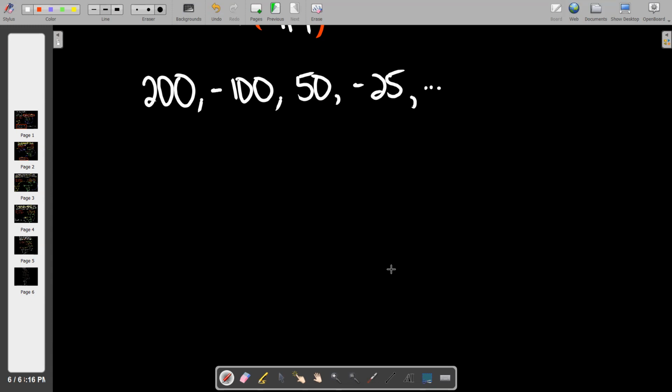What does 200 get multiplied by to become negative 100? Negative 1/2. If you multiply it by negative 2, it's going to become negative 400. So remember, if you want something to get smaller, you have to multiply it by a fraction. So what I see going from here to here is that I am multiplying by a negative 1/2.